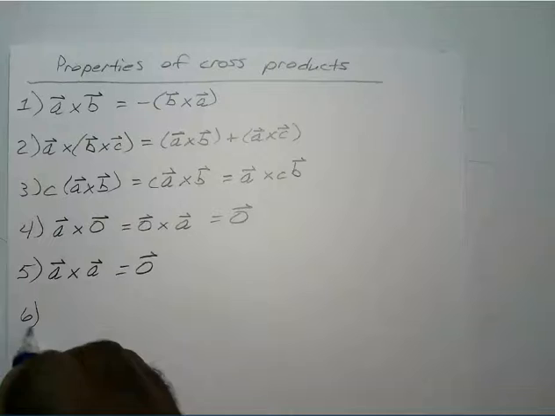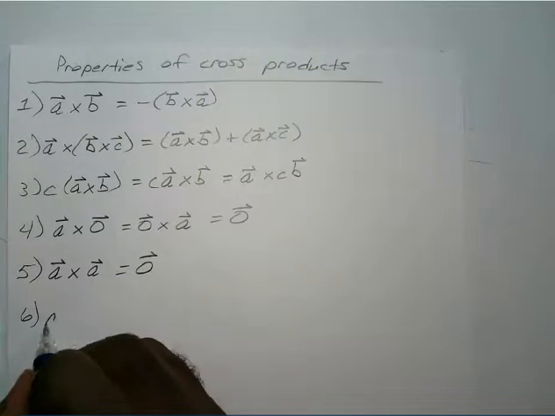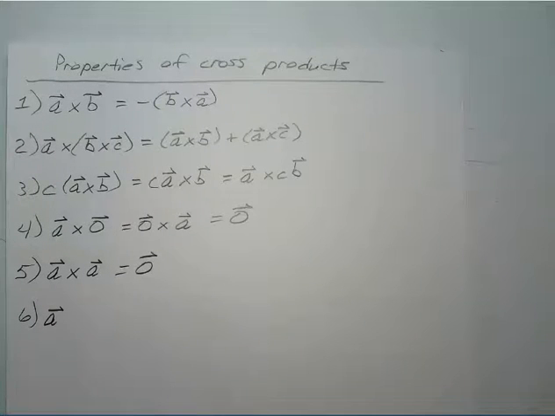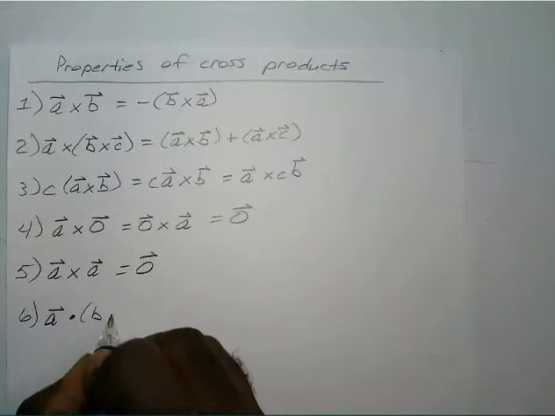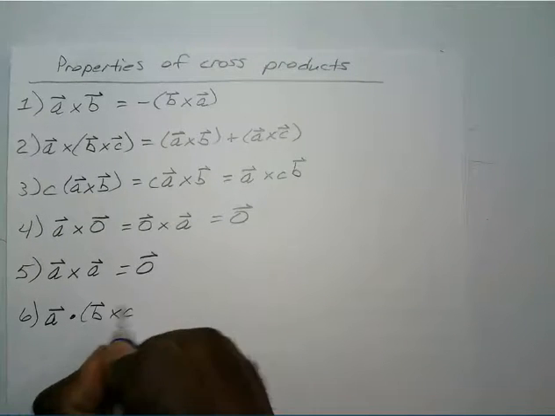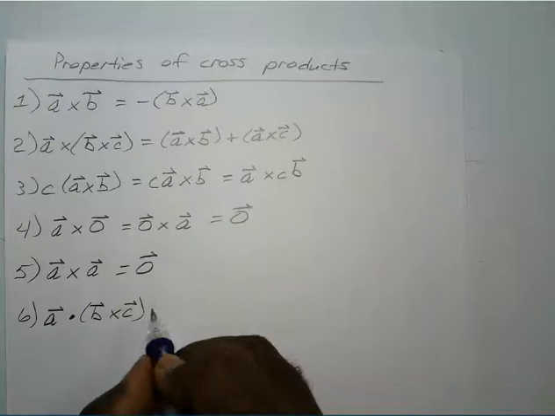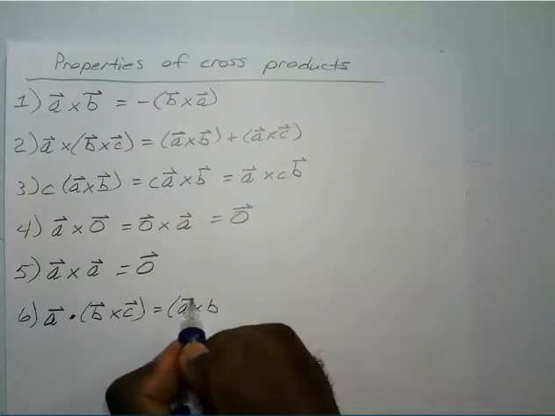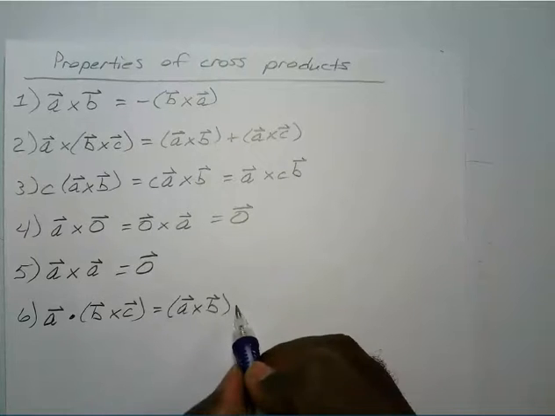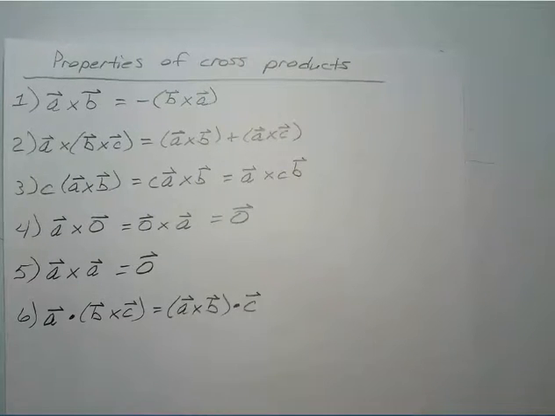Now the sixth property, if you have the A vector and you want to find the dot product of the cross product of the B and C vectors, that's going to equal the cross product of the A and B vector and the dot product of the C vector.